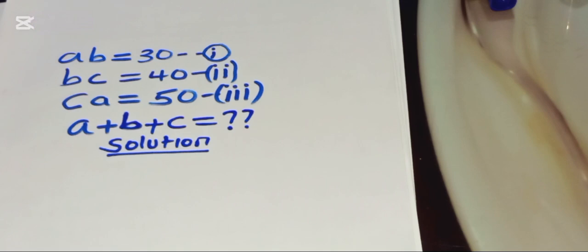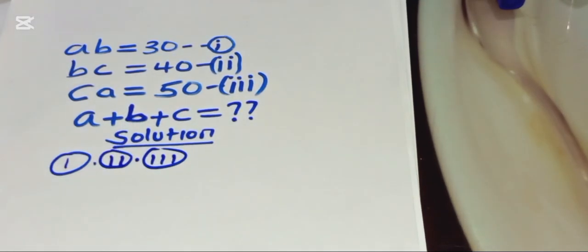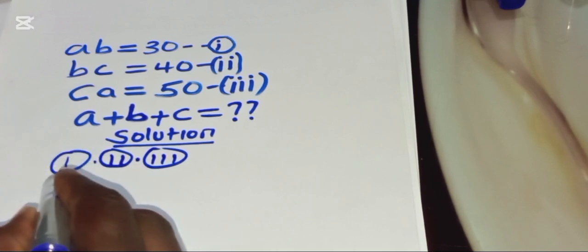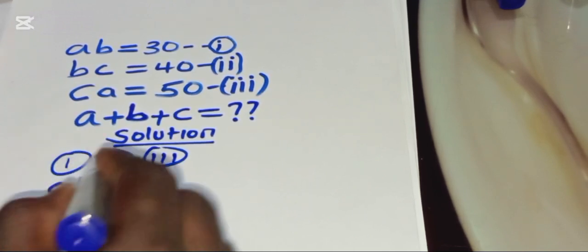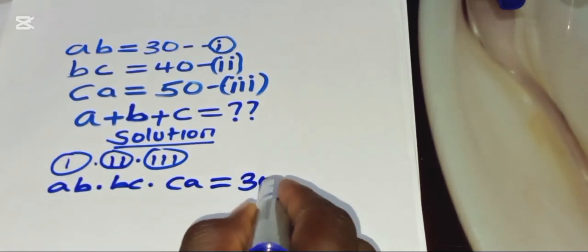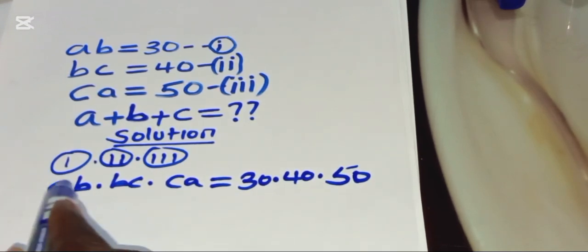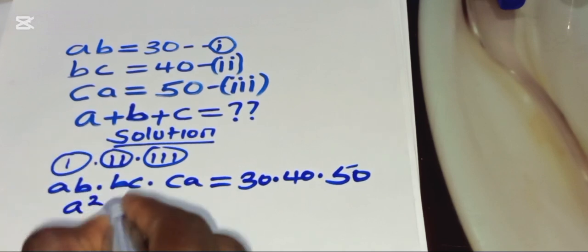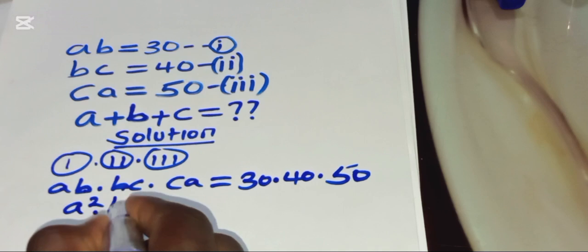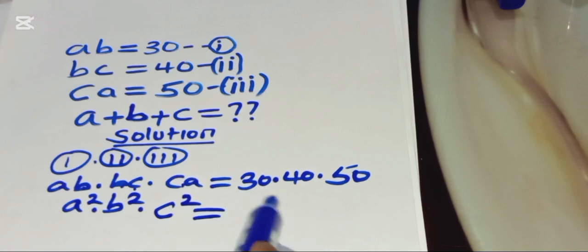So the first thing to do here, we multiply equation 1 by equation 2 by equation 3. Okay? And this is equal to AB multiplied by BC multiplied by CA, which is equal to 30 multiplied by 40 multiplied by 50. Here we have A times A, which is A squared, and then B times B, which is B squared, multiplied by C times C, which is C squared, and this is equal to 30 times 40 times 50.